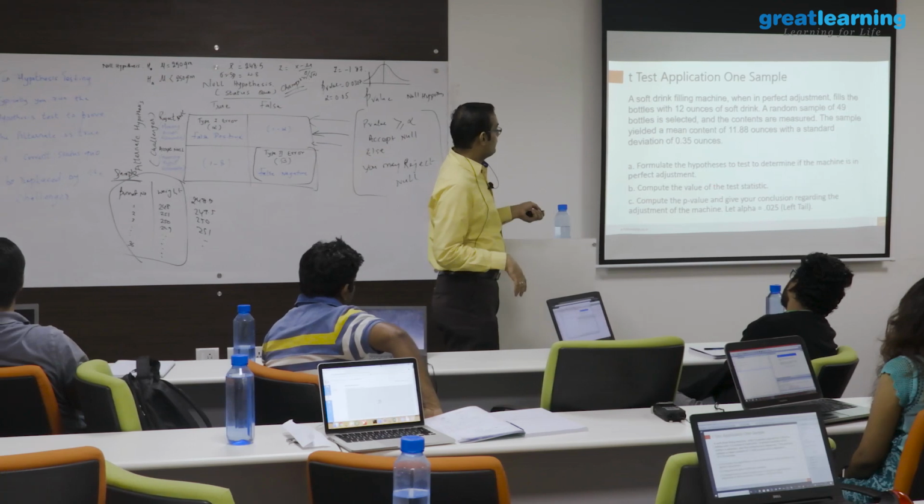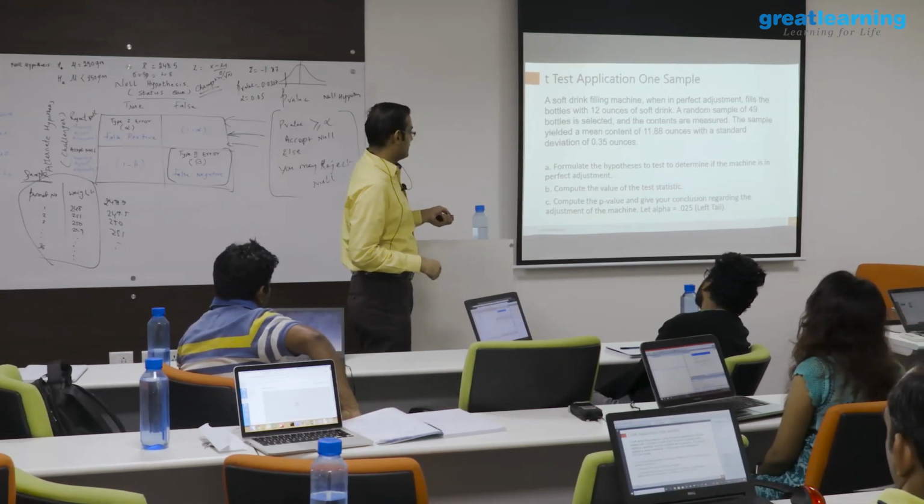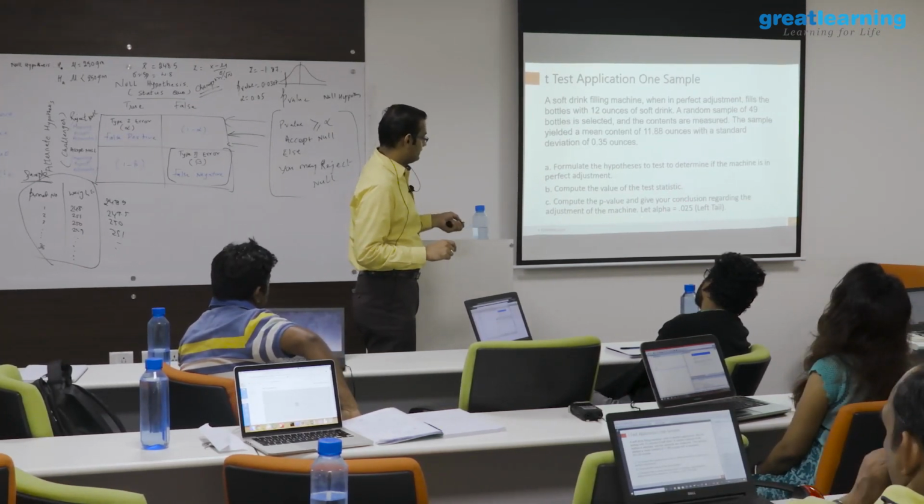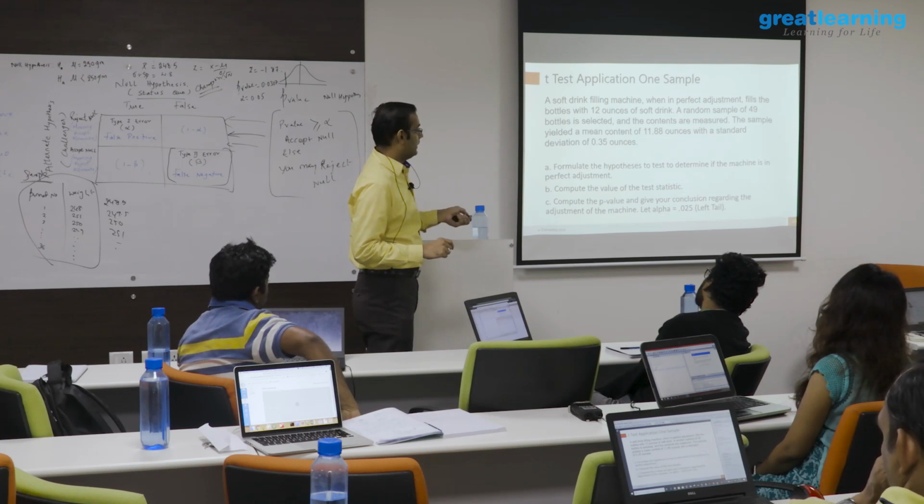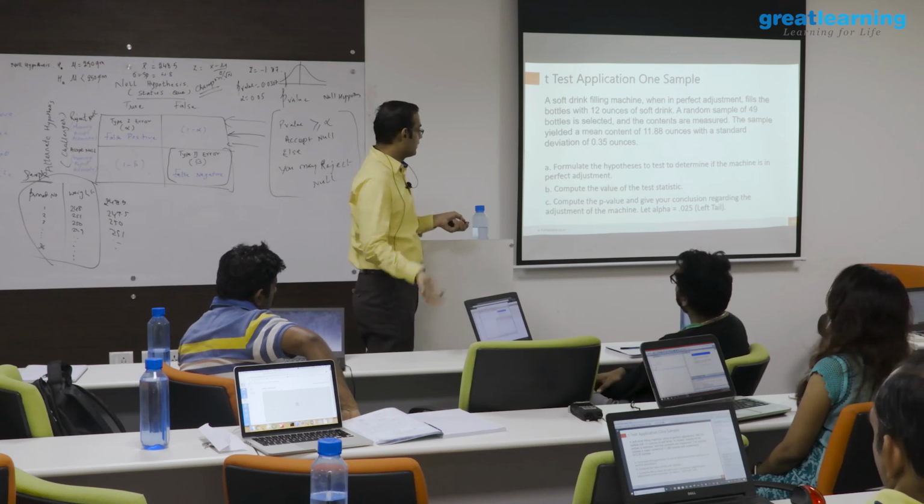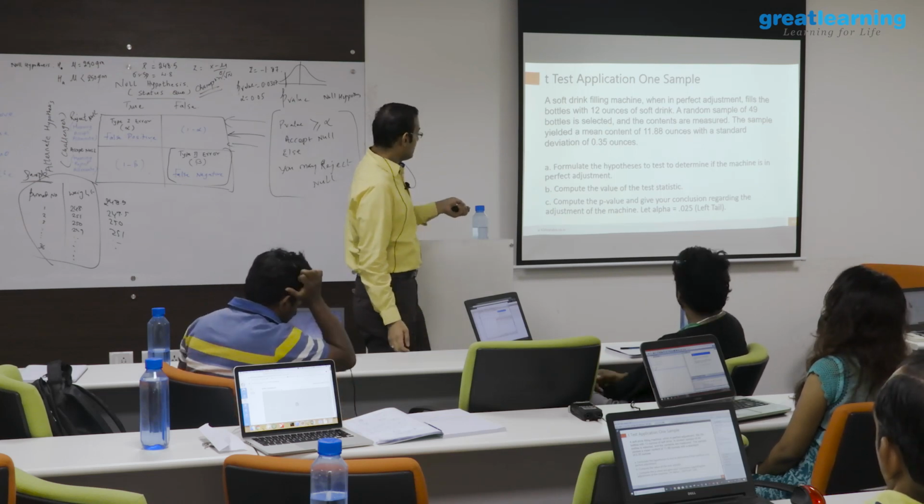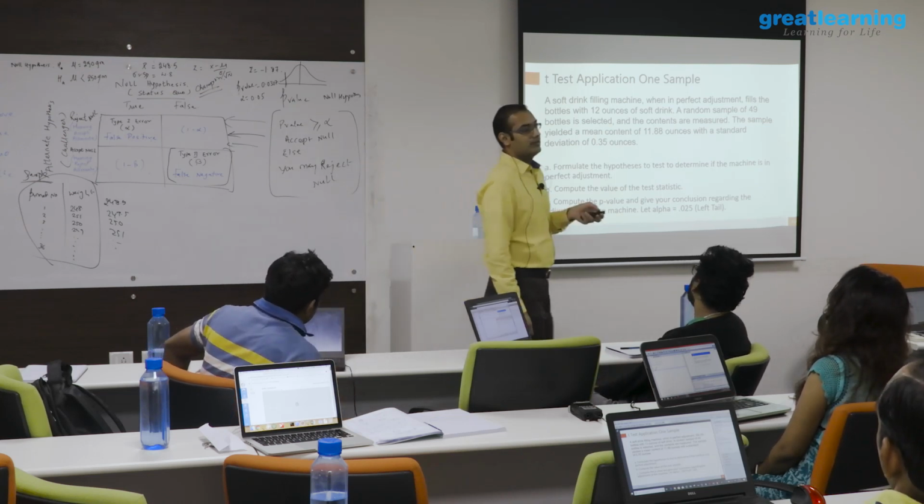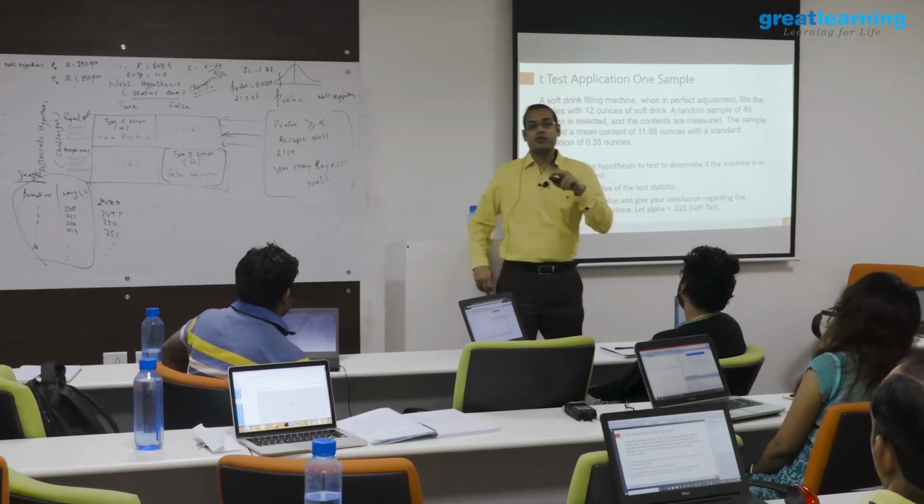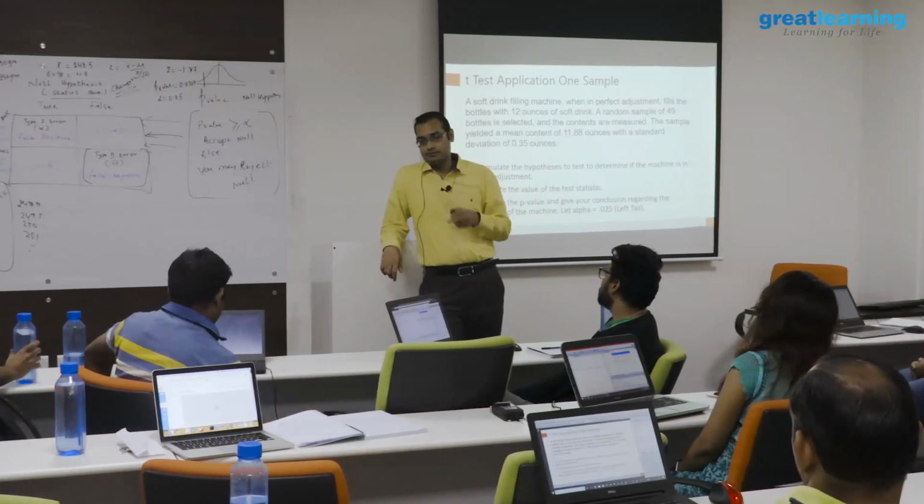Now, the second step is to compute the value of the test statistic, and at an alpha of 0.025 for the left tail, if I take less than, the left tail. If I say both tails, then 0.05. Okay. At this alpha, we have to decide whether there is a need of configuring the machine or not.